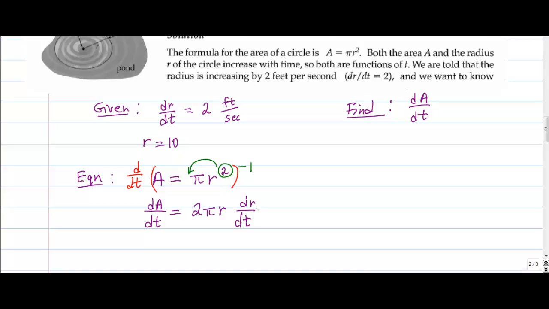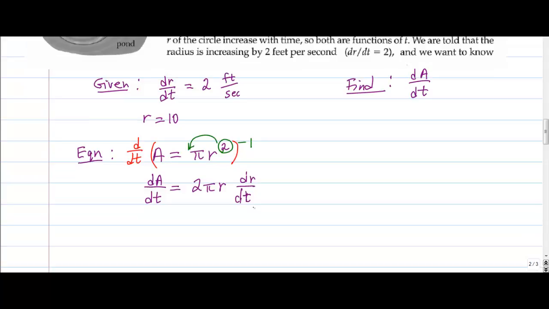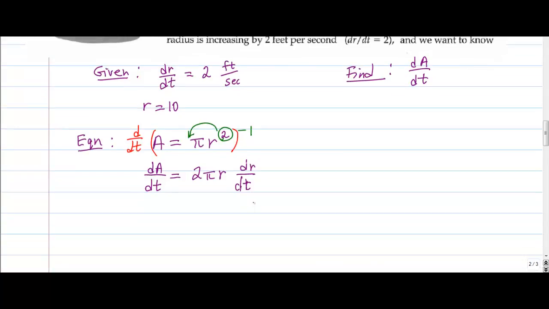So now we can just plug in what we need. dA/dt is what we need to find. 2 pi, just write it as pi, r is 10, and dr/dt is also 2. So it's 2 times 2, which is 4 times 10, which is 40 pi. Okay, and that's the exact answer. Okay, so the area is changing at a rate of 40 pi.